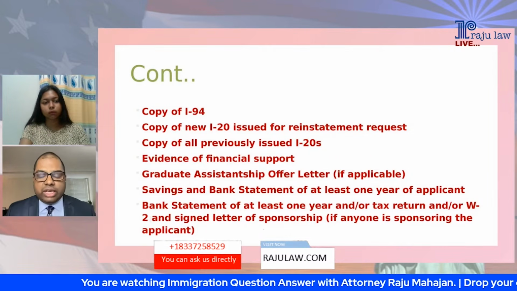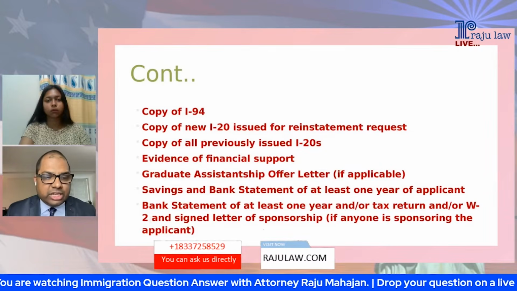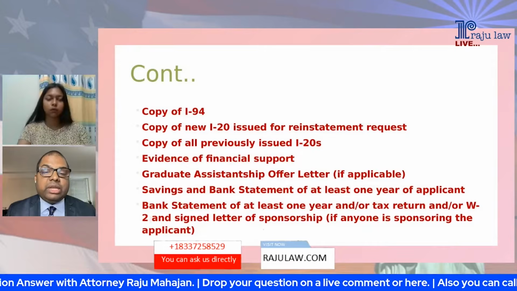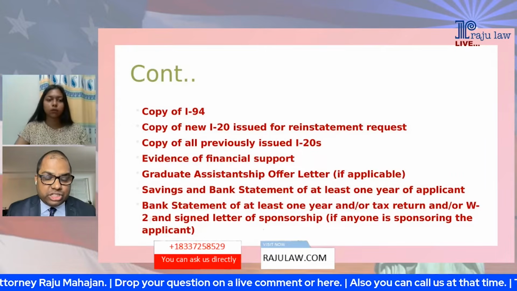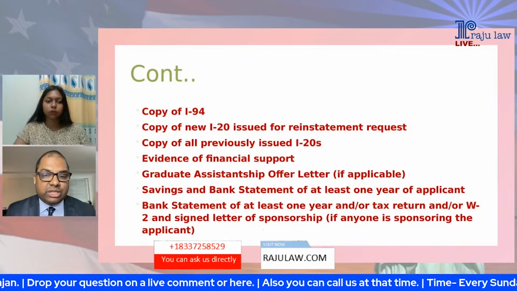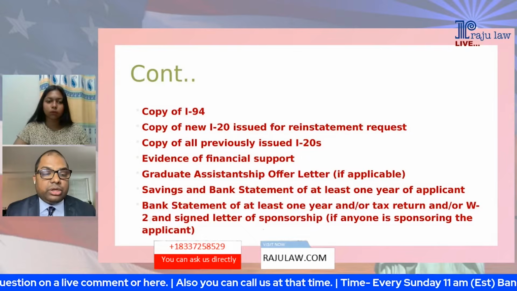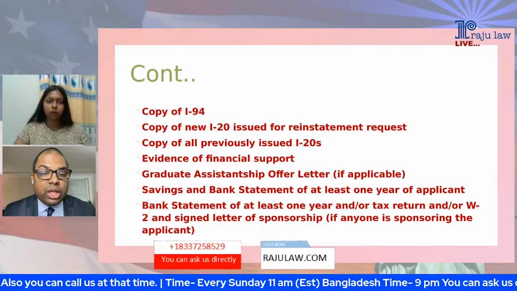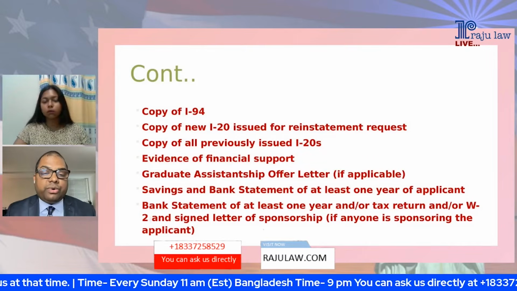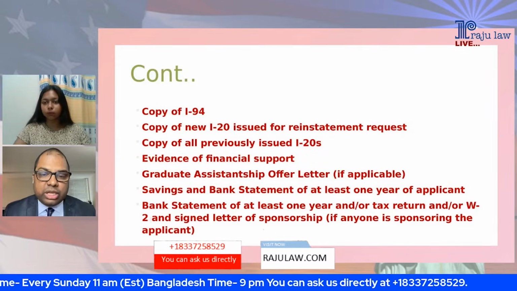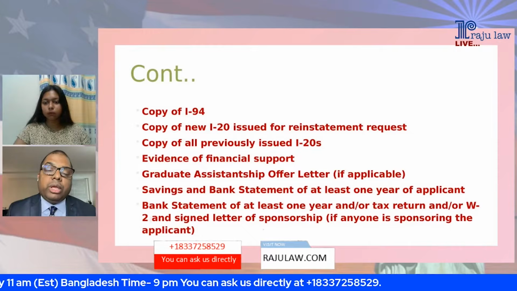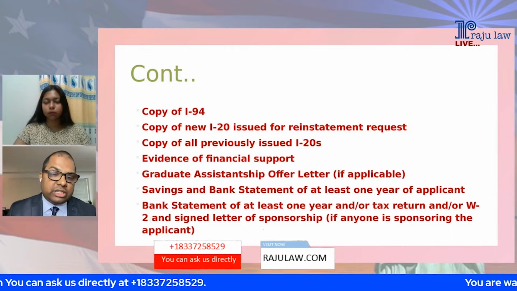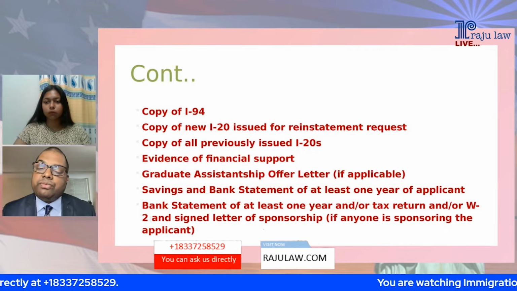One thing I want to tell you here: if you have dependents, let's say you are the primary applicant and you have dependents, you have to submit an I-20 for each dependent, not just you. Because as soon as your SEVIS account is terminated, your dependents who are in F-2 visa status, their SEVIS accounts were terminated too. So you have to submit an I-20 for all of your dependents, including you as the primary applicant. Copy of all previously issued I-20s, of course.